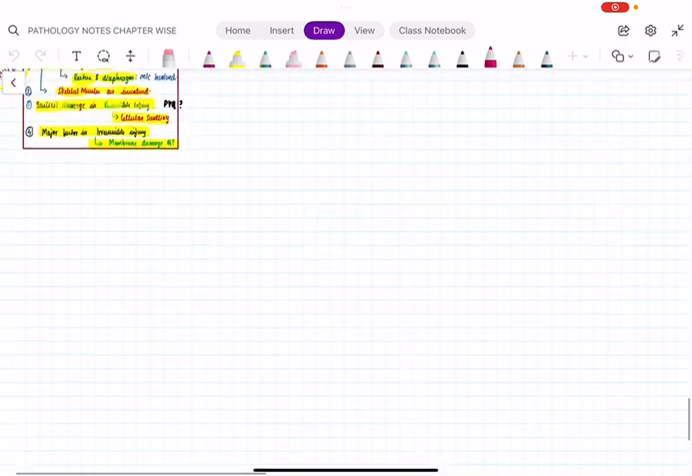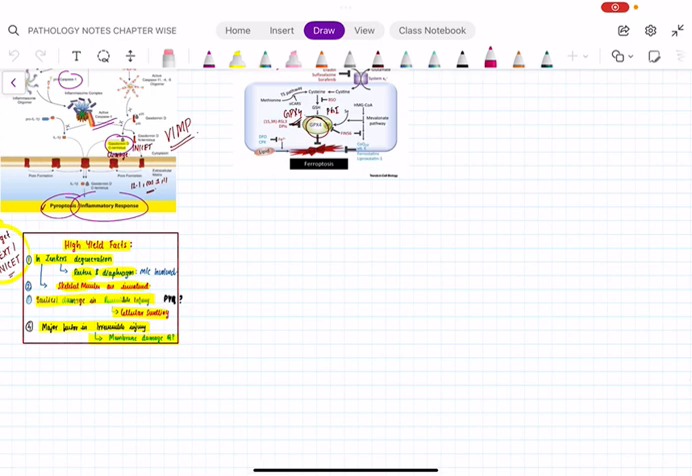In the next session, we will be starting with autophagy. What is autophagy? Then cellular adaptation, intracellular accumulation, and cell aging. Thank you.